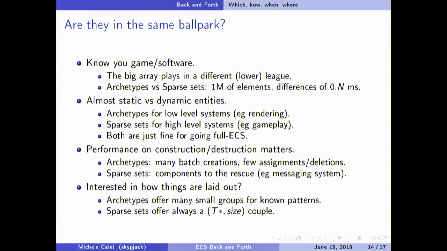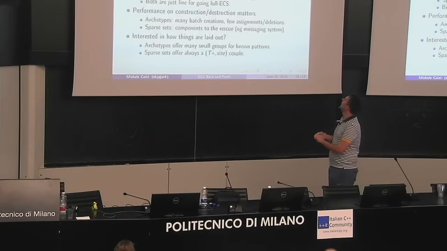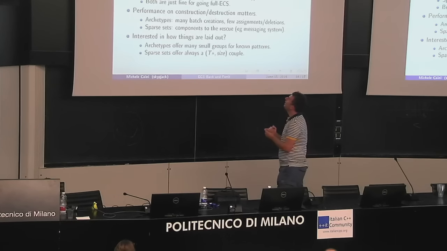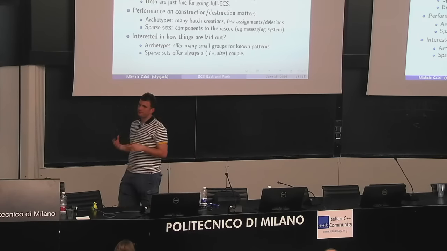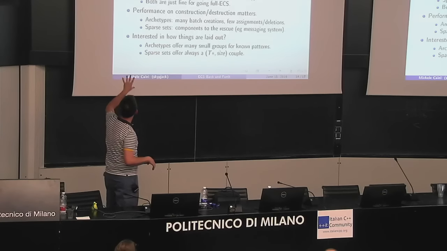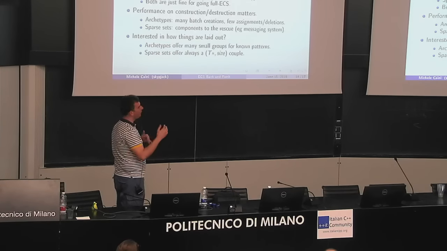So are they in the same ballpark? Absolutely. The big array is in the same ballpark. Archetype and sparse set are in the same ballpark, absolutely. You have differences of less than 1 millisecond on 1 million elements, usually, at least on the benchmarks someone tries to do, but these benchmarks are also quite pointless, so we can just ignore them. What is important, because of their features, of how they work, is that they are well suited for different parts of your game.